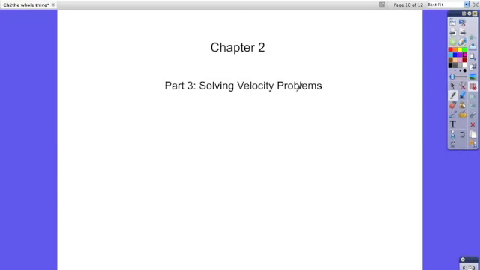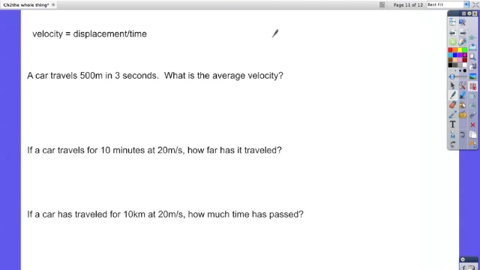Next, we'll do solving velocity problems. Chapter 2, Part 3, Solving Velocity Problems. There's one equation. Velocity is displacement over time.